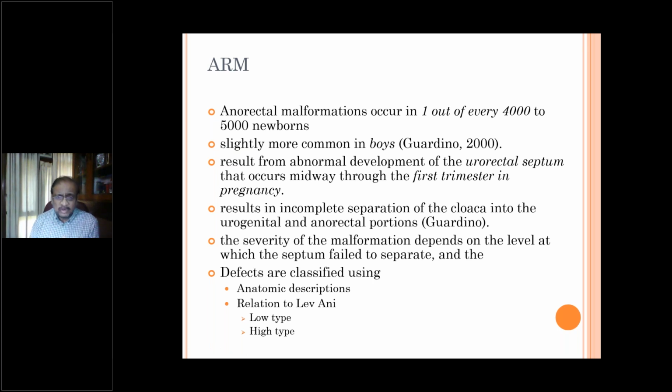Right? Results in what? Incomplete separation of the cloaca into the urogenital and rectoanal portions. That was supposed to divide into two, it didn't divide. Why? Because the septum did not come and touch the membrane. Right? So there is some malformation. The severity of the malformation would depend on the level at which the septum failed to separate. And the defects can be classified into anatomical descriptions and in relation to the levator ani, which probably has a more important therapeutic implication, whether the defect is a high type or low type.